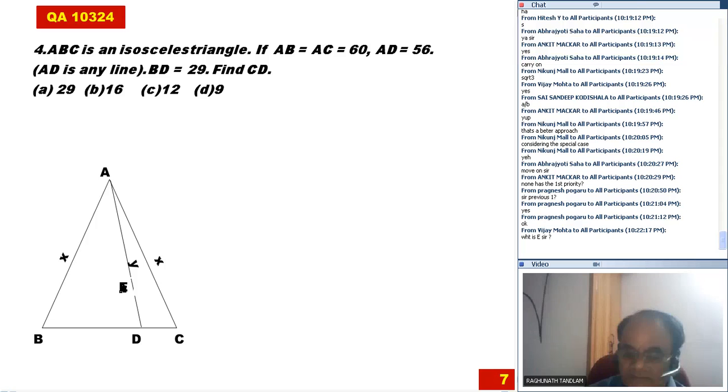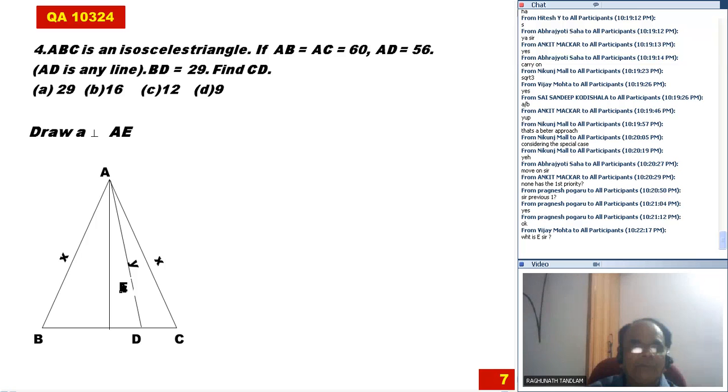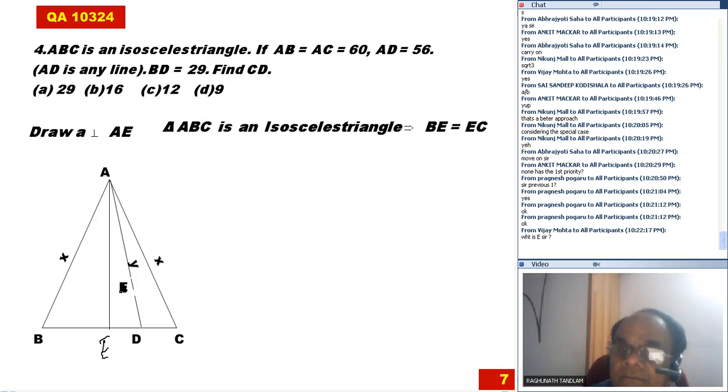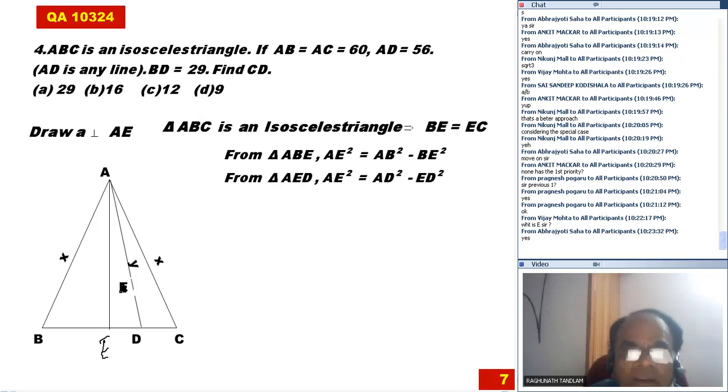Okay. Now, because this question has come regularly, I'll give you a method for doing this. Draw AE perpendicular. ABC is an isosceles triangle, therefore BE equals EC. Are we clear with that? Next one. From triangle ABE, we get AE square equals AB square minus BE square. AE square from triangle AED is also AD square minus ED square. Looking at that, you can easily understand.